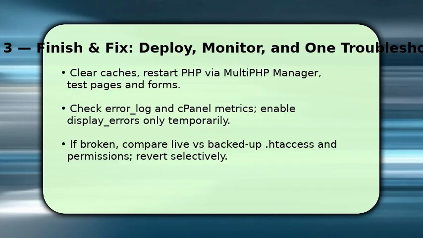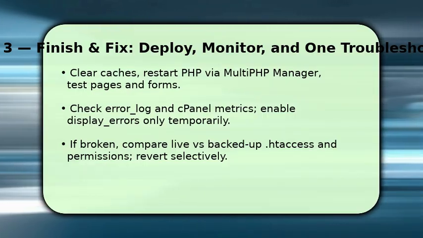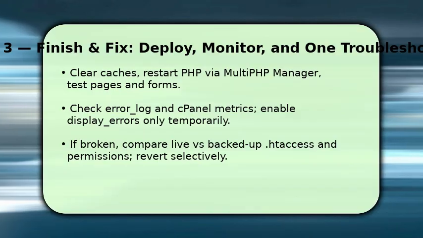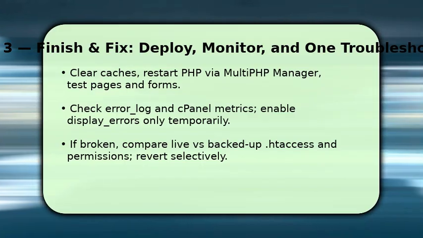If something fails, check the site error log and see panel metrics for clues, and enable display errors only for short troubleshooting, never left on in production. As a single key tip, if the site still breaks, compare .htaccess and file permissions between live and backup, and revert those specific files rather than redoing the whole restore.